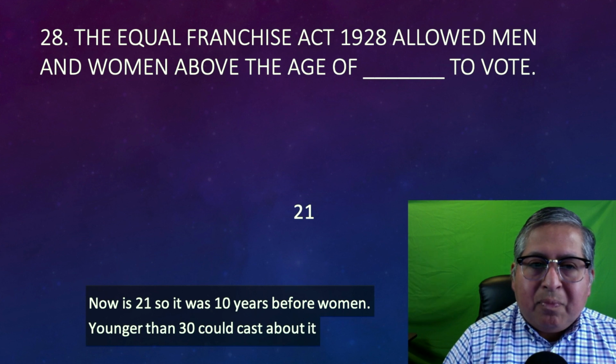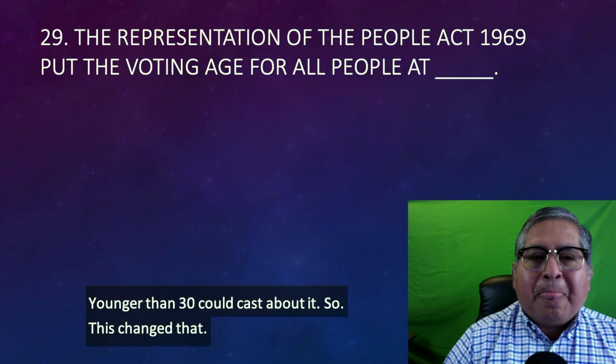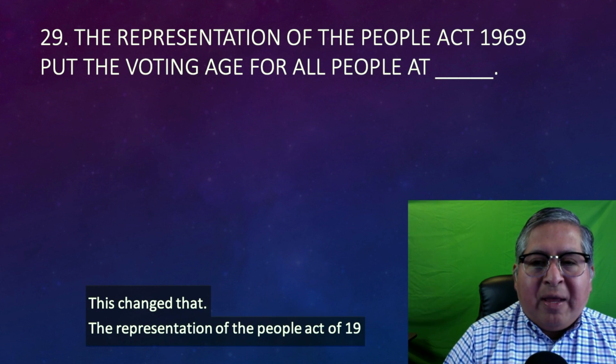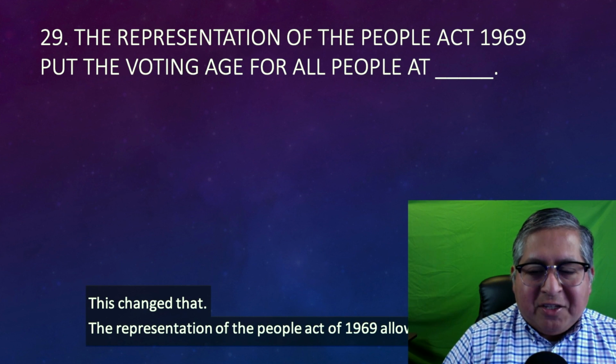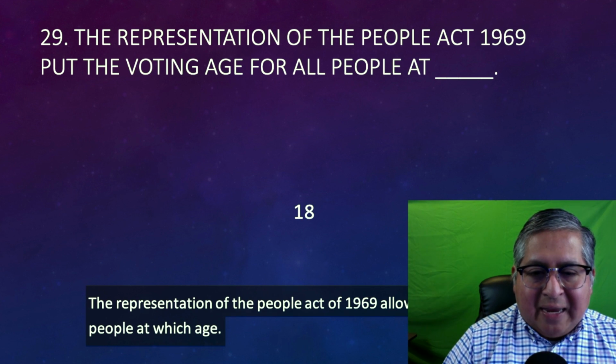So this changed that. The Representation of the People Act of 1969 allowed voting for all people at which age? The correct answer is 18.